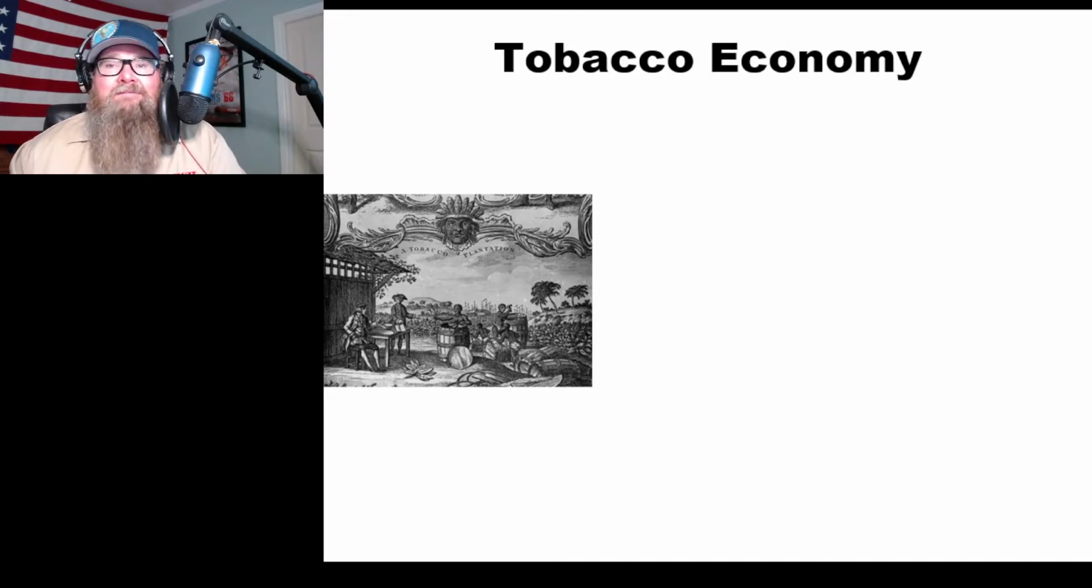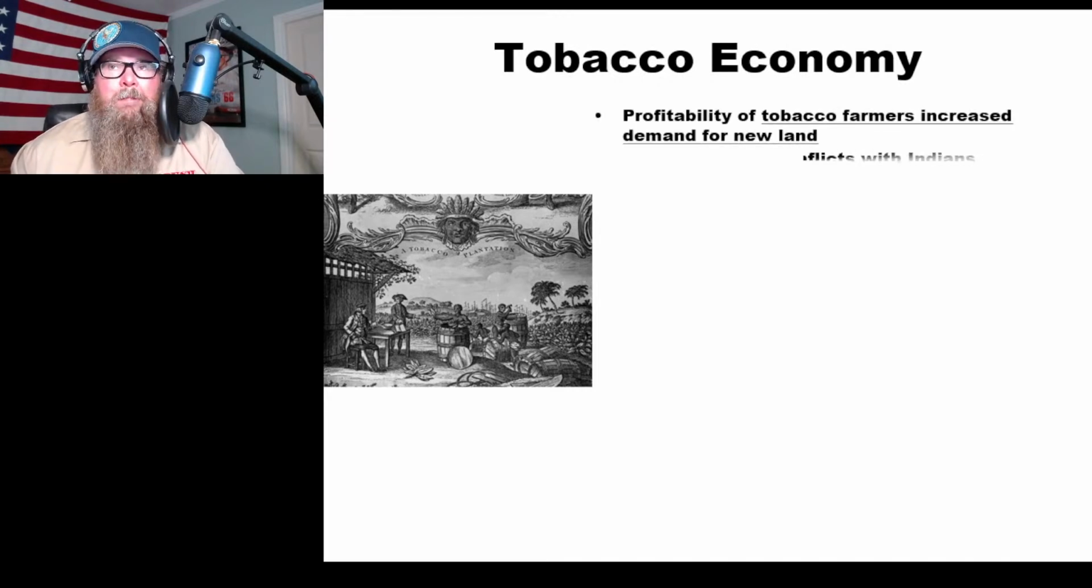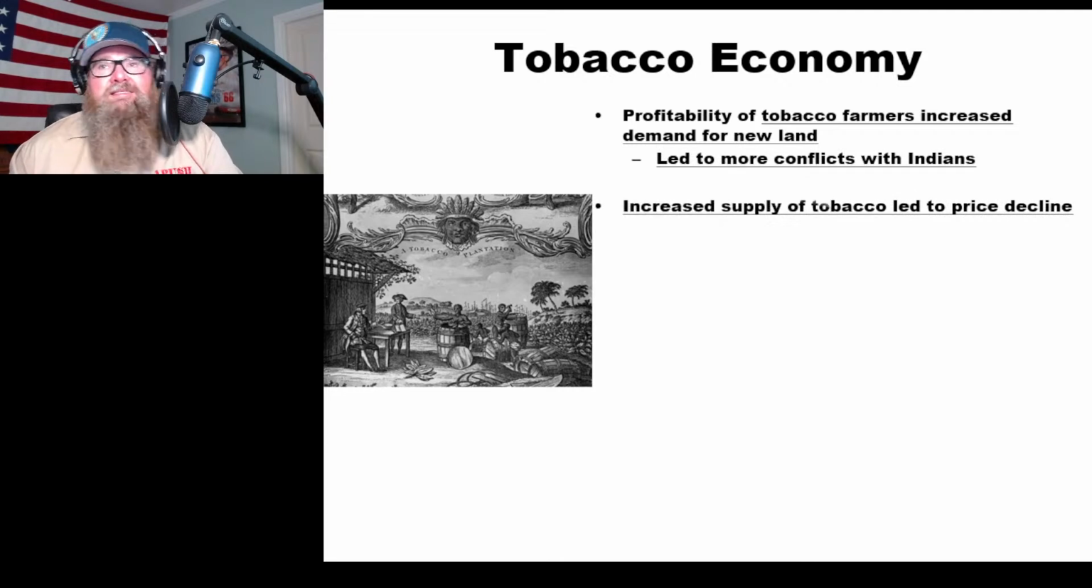So we have a tobacco economy, right? And this demand for new land, because it's so profitable, because England was like, ooh, this tobacco, and they're tobacco crazed, right? They just want tons and tons of tobacco. Probably the only thing that is going to supersede it is going to be sugar, right?